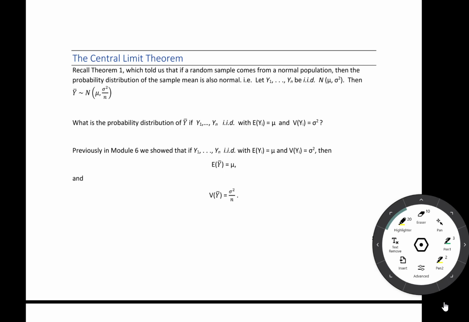So what is the probability distribution of y bar if we don't know what the distribution of the y's are, we only know what their expected value and their variance is? So recall, we already showed in Module 6 that we know what the expected value of y bar is and the variance of y bar, and in finding that expected value and that variance, we didn't rely on its distribution. So we already know that this is true. The expected value of y bar is mu, and the variance of y bar is sigma squared divided by n. But notice, neither of these facts tell us anything about the actual distribution of y, just its mean and its variance.